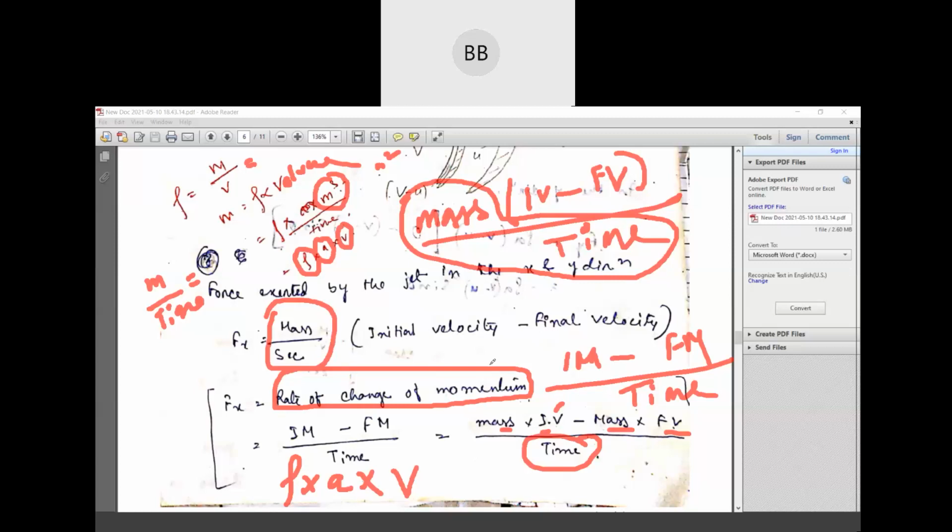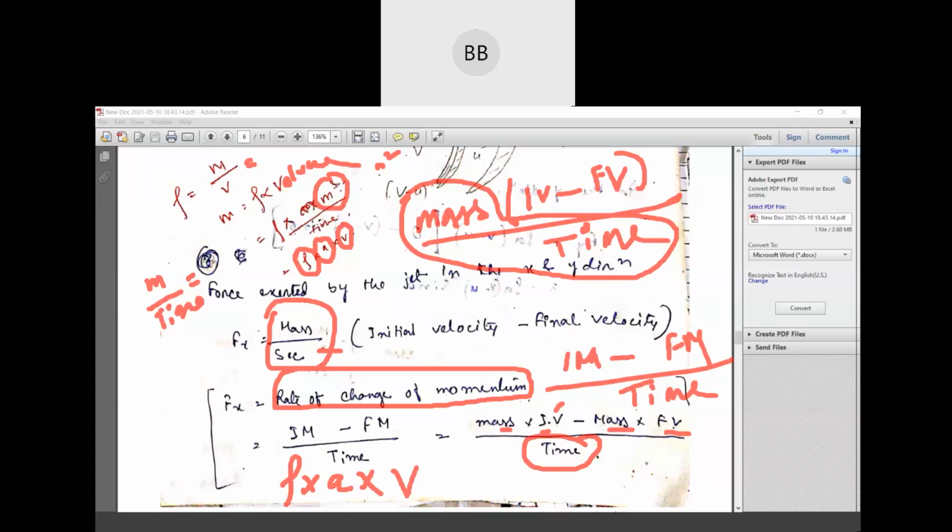Initial velocity and final velocity will remain as it is. Only in place of mass per time you can write rho AV, that is density multiplied by area into velocity. How did you get this? Density equal to mass per volume, so mass equal to density into volume. Volume is nothing but meter cube. So here we have mass per time, so mass divided by time. In place of mass, you can write density into volume, or meter cube, divided by time.